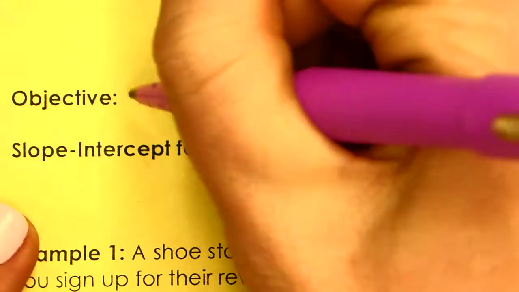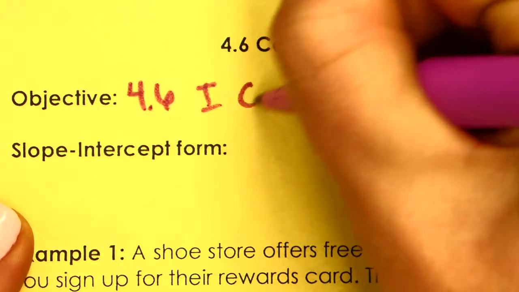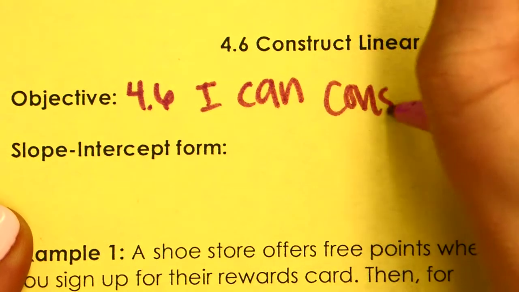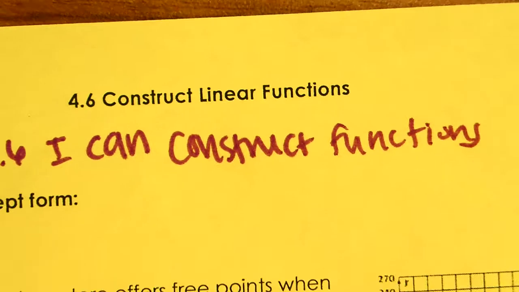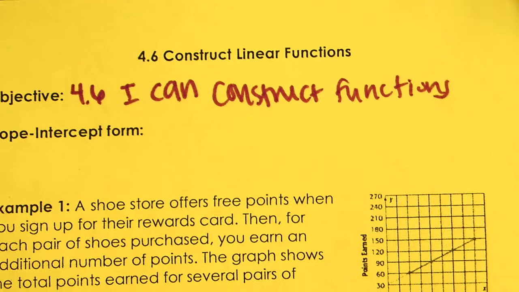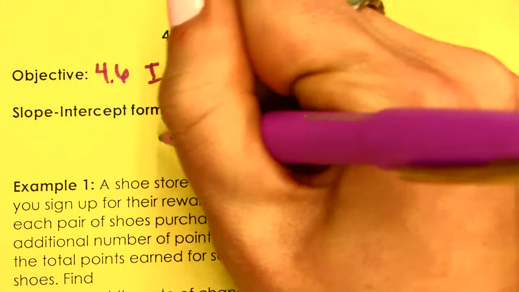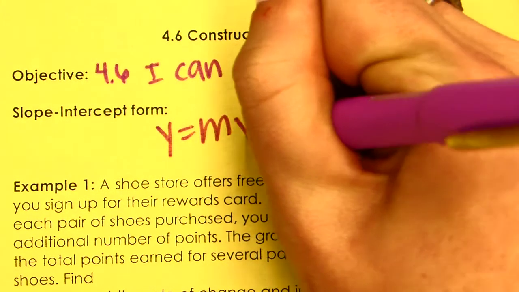This lesson is 4.6. I can construct functions. And whoops, you can't read that. And then let's talk about slope-intercept form again. Remember, slope-intercept form is y equals mx plus b.